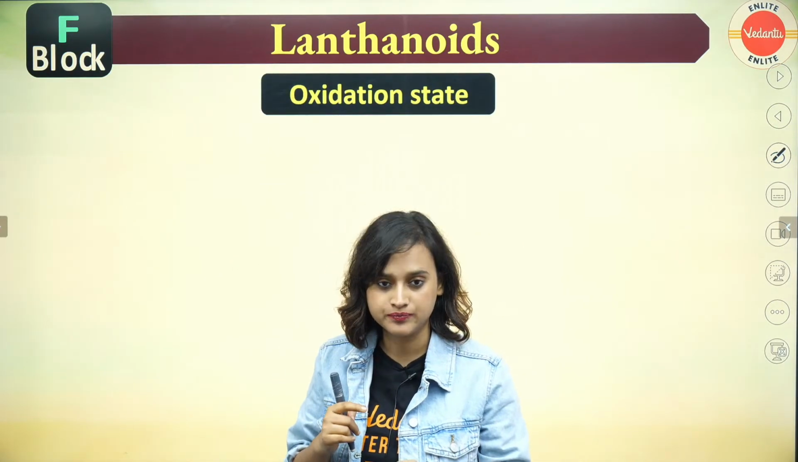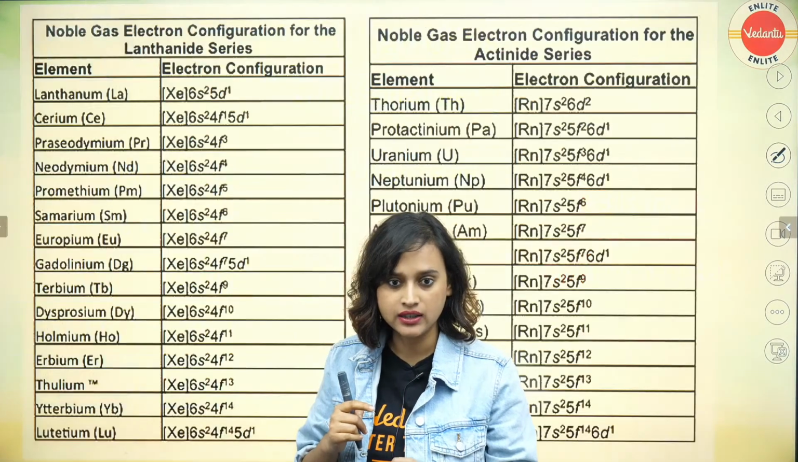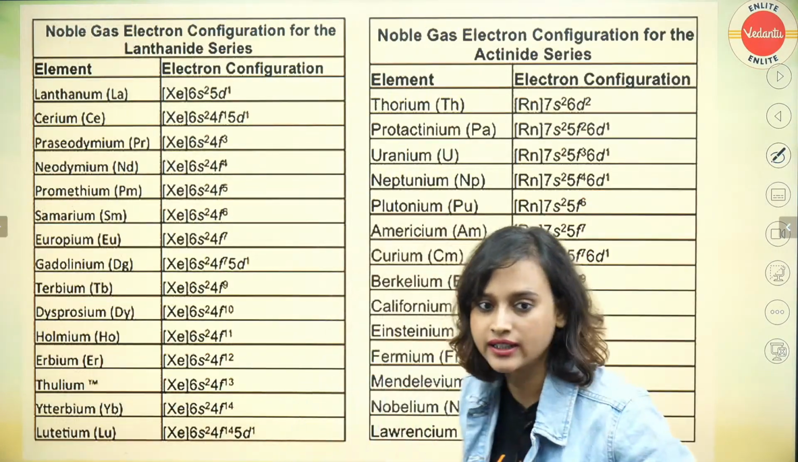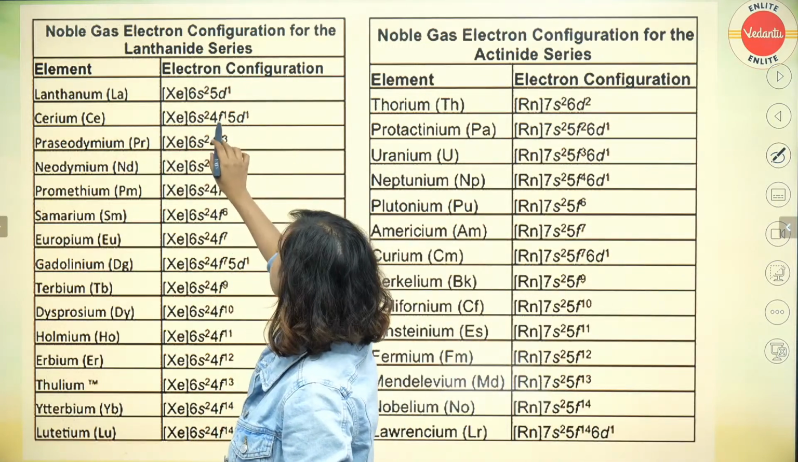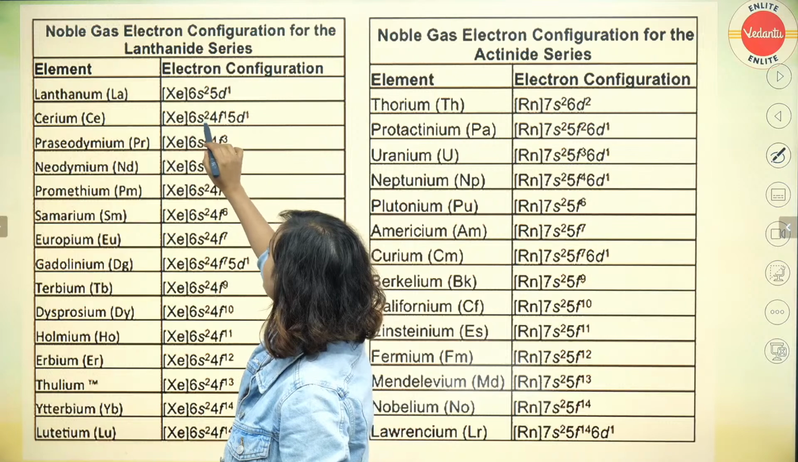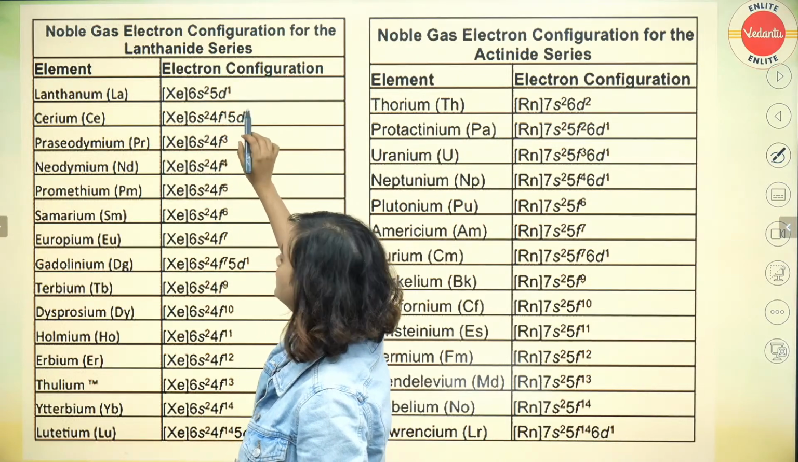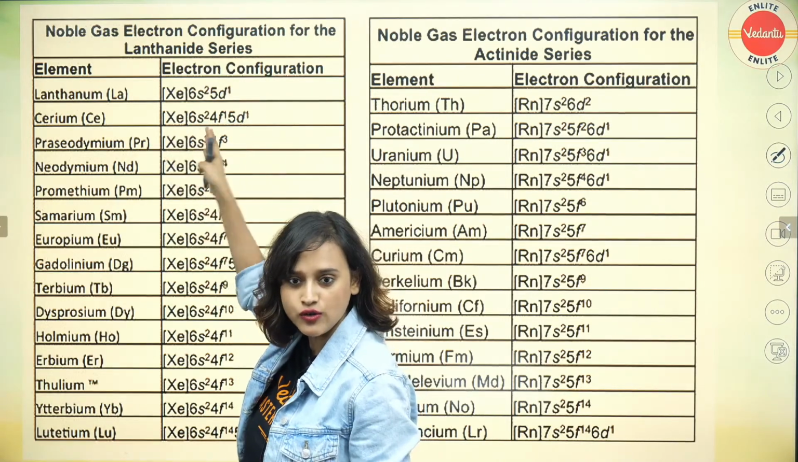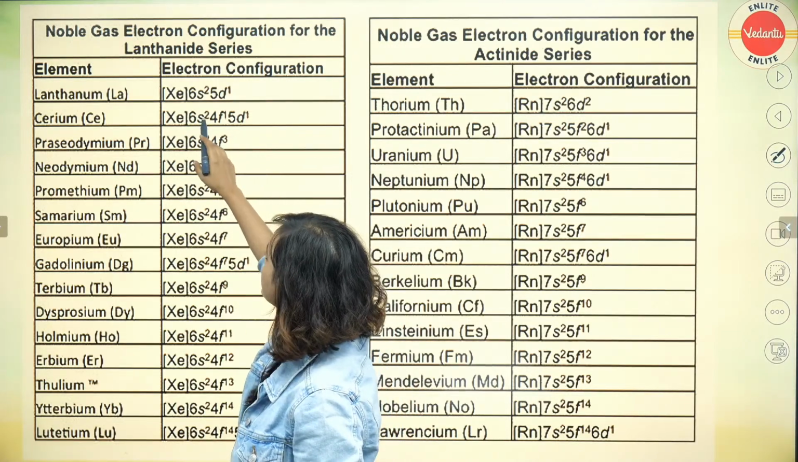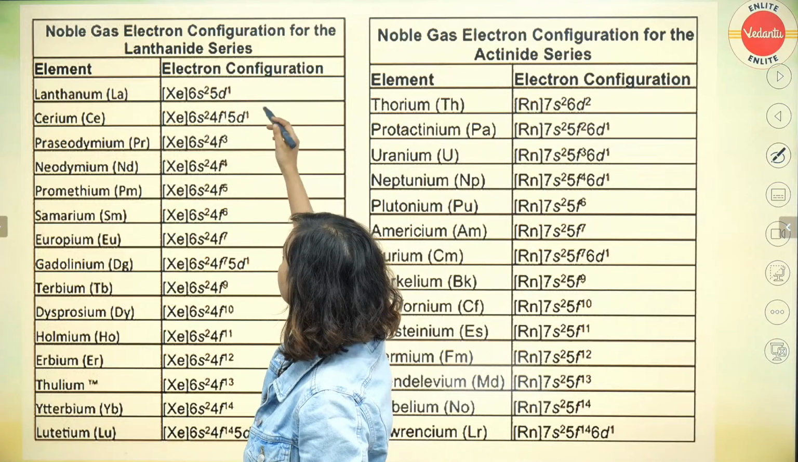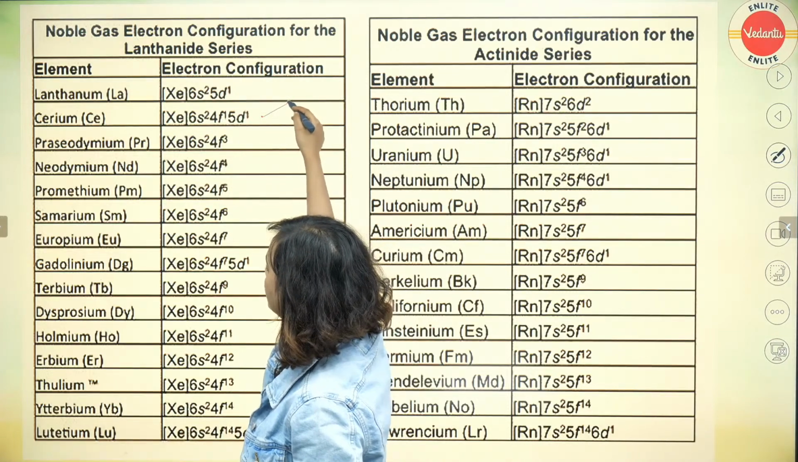Let me show you, take a look at it. See what happens to cerium. It is supposed to be 6s2, 4f2, right? 6s2, 4f2. This is what it is supposed to be. But what does it become? It becomes 6s2, 4f1, 5d1. Here is an exception.